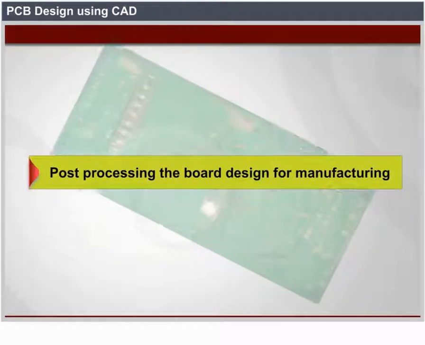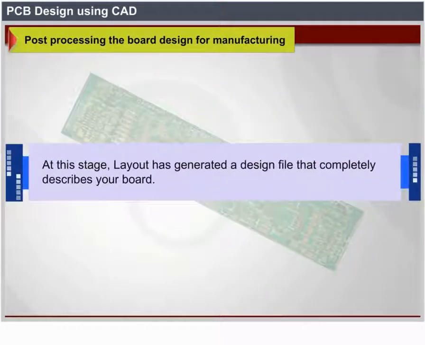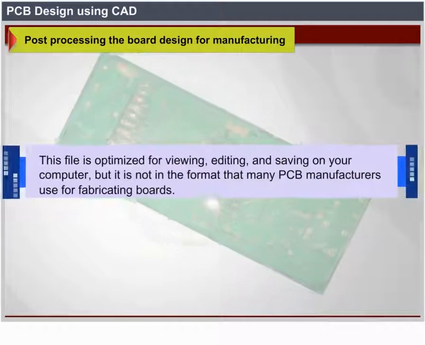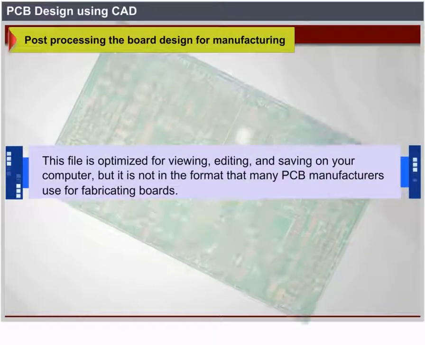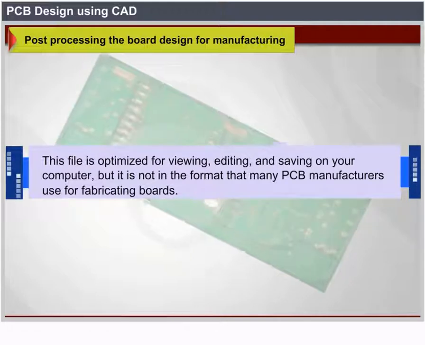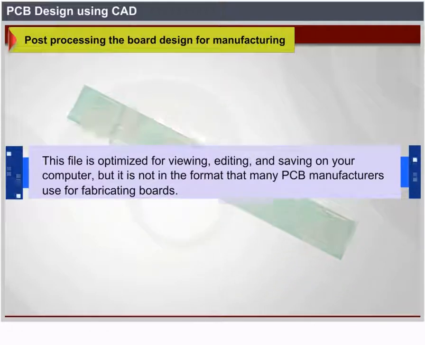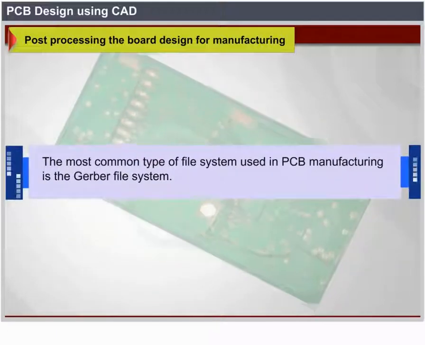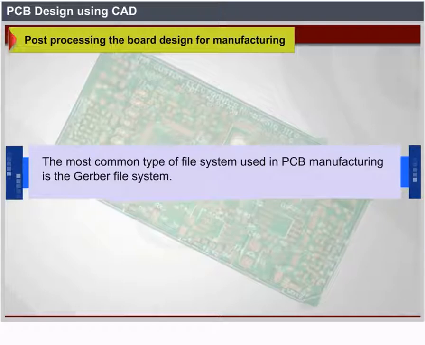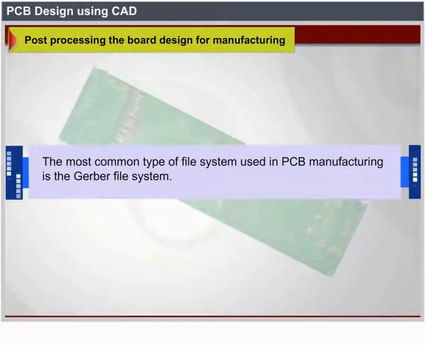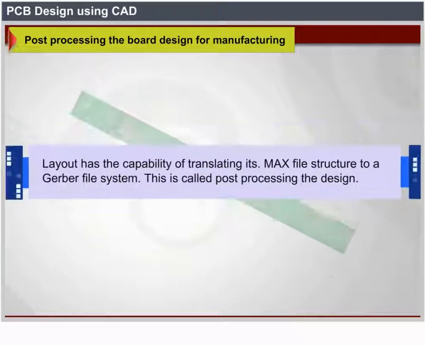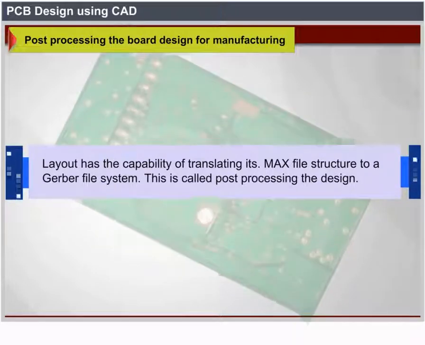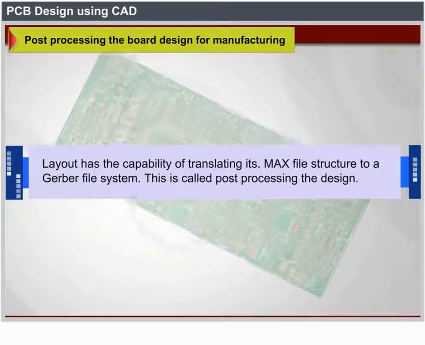Post-processing the board design for manufacturing. At this stage, Layout has generated a design file that fully describes your board. This file is optimized for viewing, editing, and saving on your computer, but it is not in the format that many PCB manufacturers use for fabricating boards. The most common type of file system used in PCB manufacturing is the Gerber file system. Layout has the capability of translating its .max file structure to a Gerber file system. This is called post-processing the design.